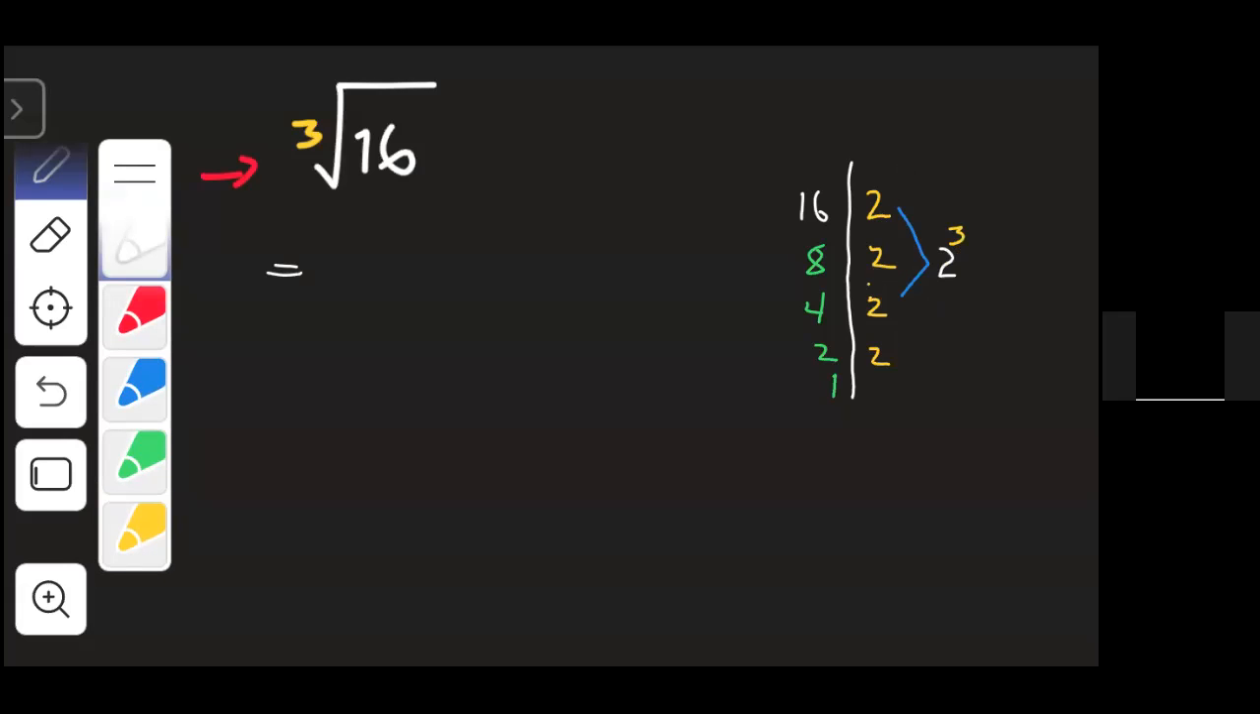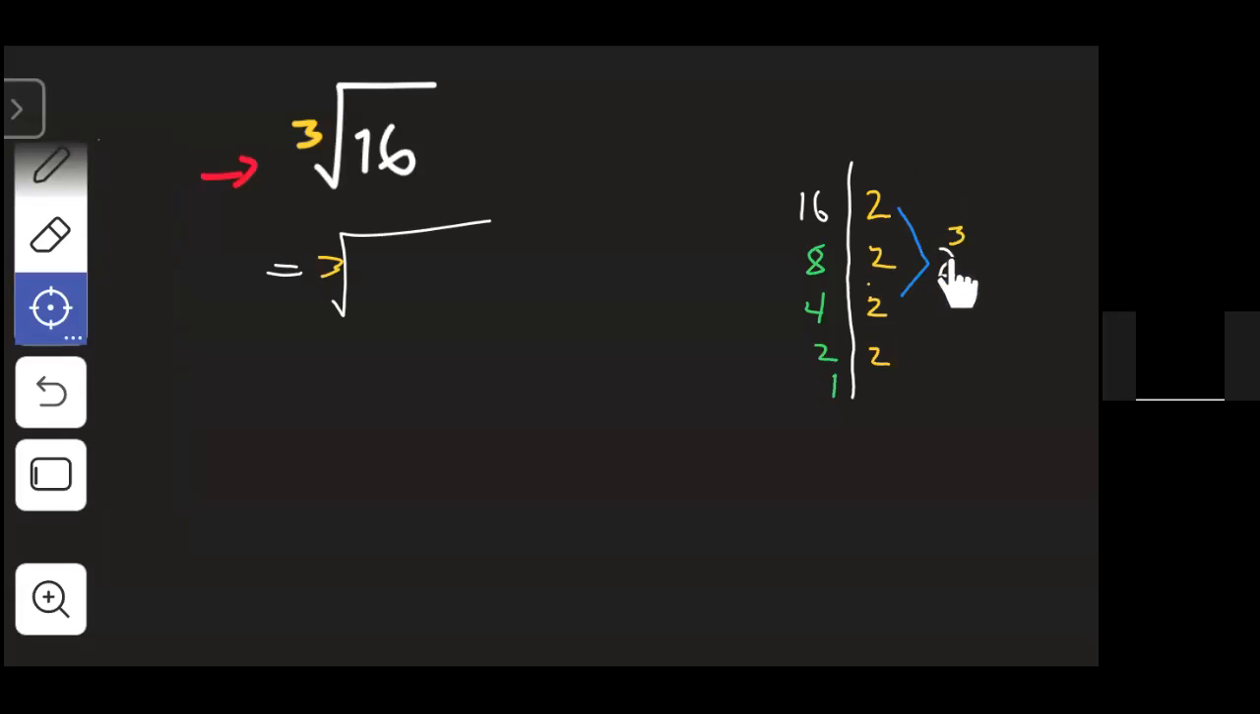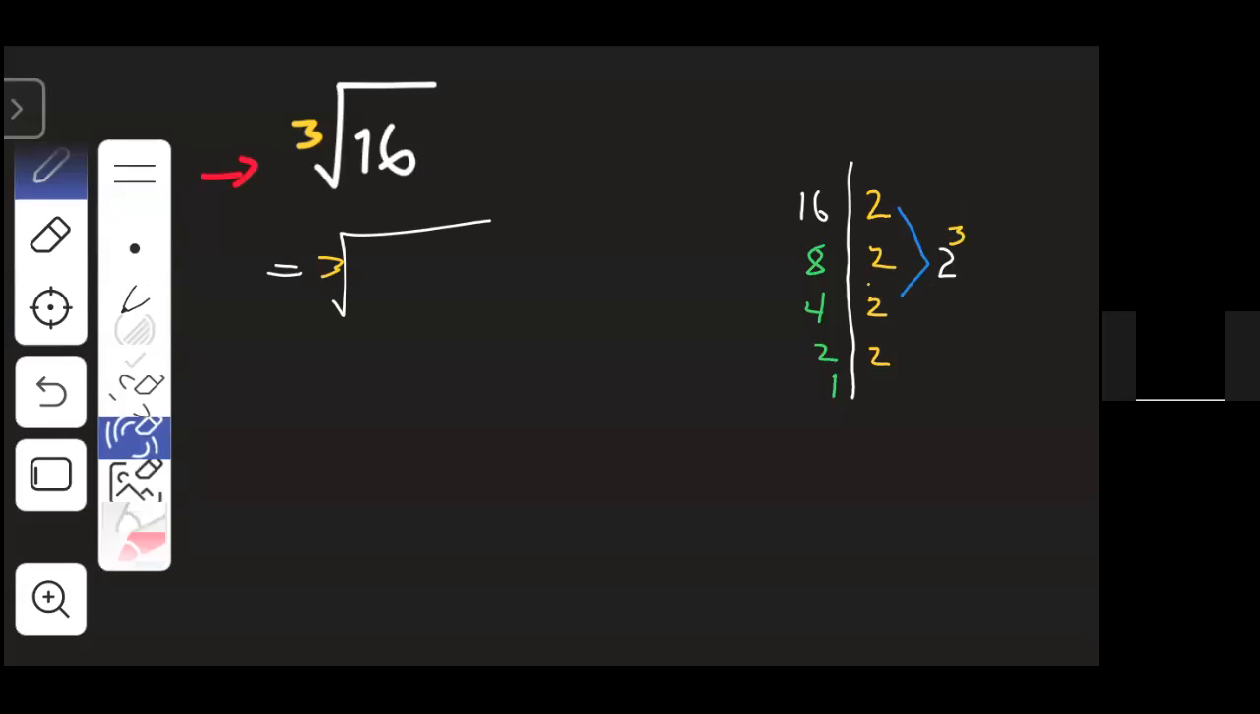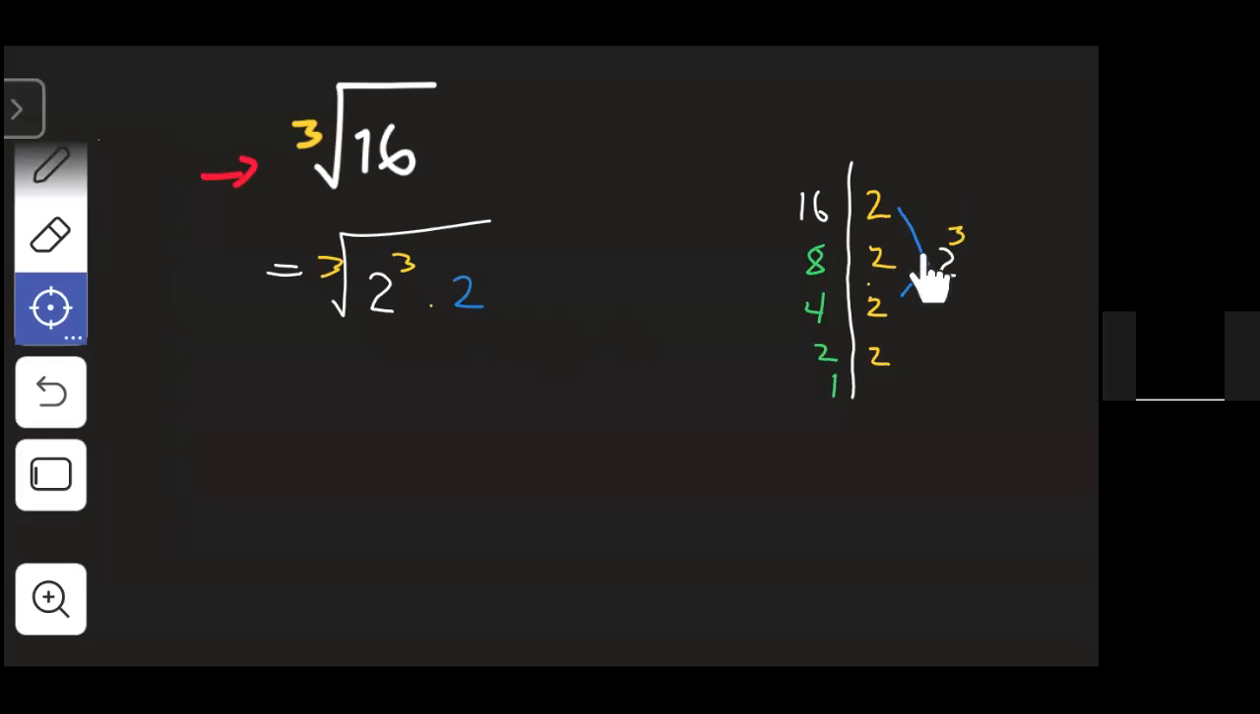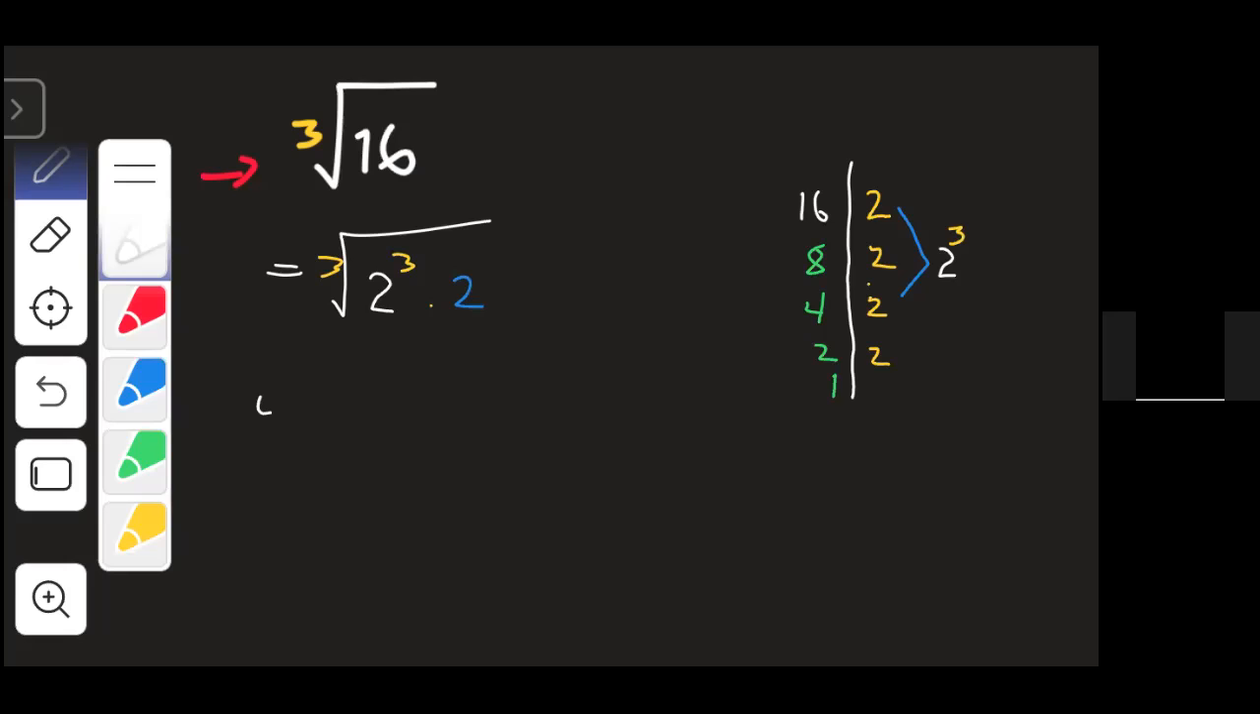Now let's rewrite this. The cube root of 16 is the cube root of 2 cubed times this 2 that is alone, the leftover part. I repeat, this 2 cubed and this 2 cubed times 2. If you don't think this is the same, 2 cubed is 8, 8 times 2 is 16. It's the same. I'm just rewriting, guys. I'm taking advantage of the properties.